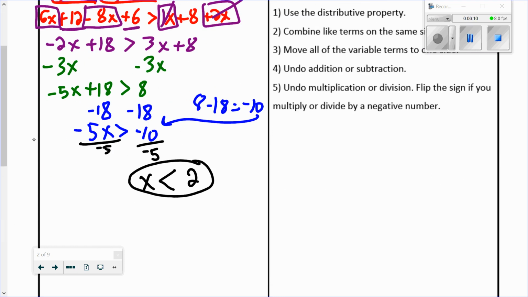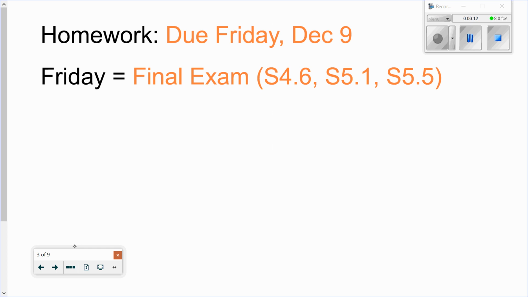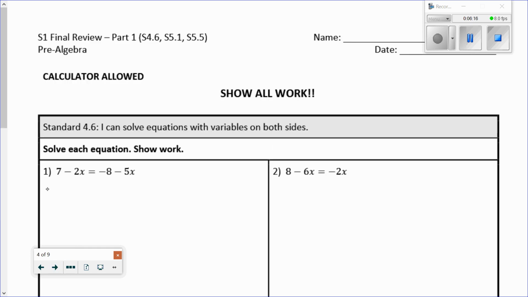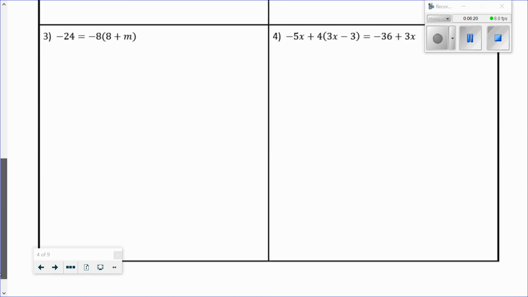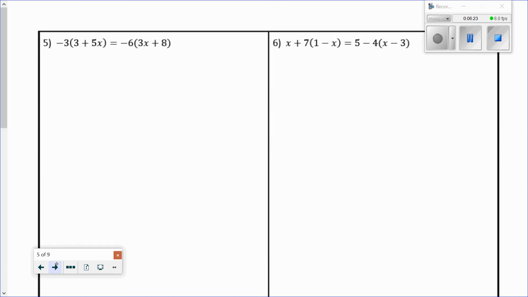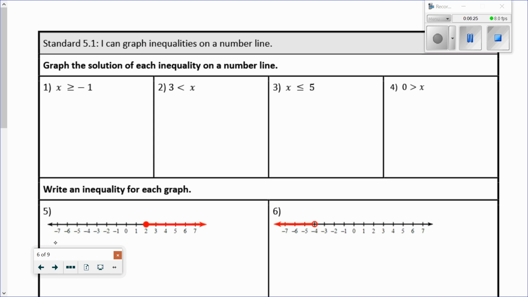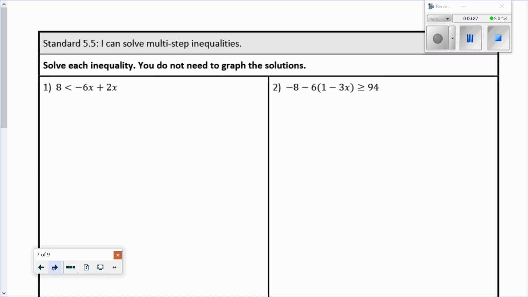Right, and that's it for this set of notes. If you take a look, these are due Friday, December 9th, and you have a bunch of stuff to do. So we start with 4.6, right, then more 4.6, and then here's a page of 5.1 to graph, practice that, and then 5.5. All right.